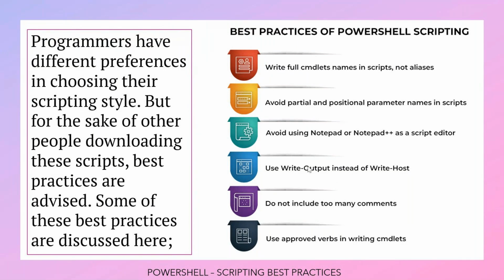The second one: avoid partial or positional parameter names in scripts. If you are using positional parameters that are user defined, it is not recommended. When we discussed in the function class, I told you we have the option to create mandatory parameters, positional parameters and all, but it is not recommended to create positional parameters. Sometimes, if you are not giving the exact name, it will take a different parameter. Also, when someone refers to the code, they don't know what parameter name we have passed. That's why, even for a system-defined cmdlet, you should mention the parameter name and then give the parameter value.